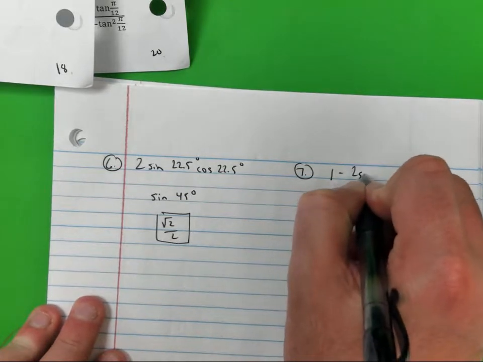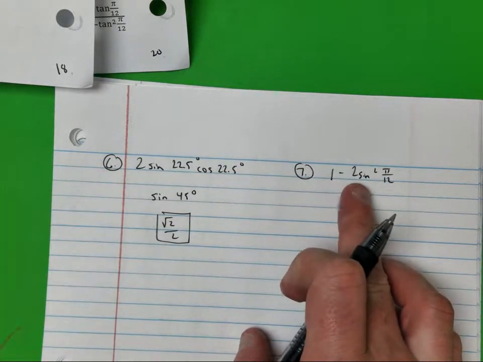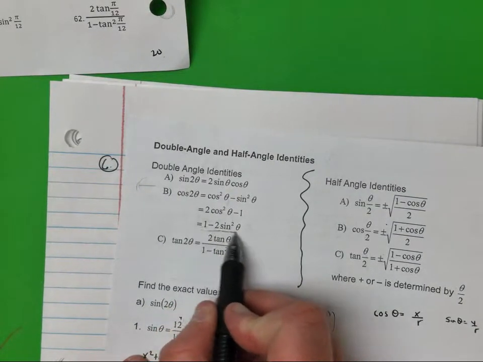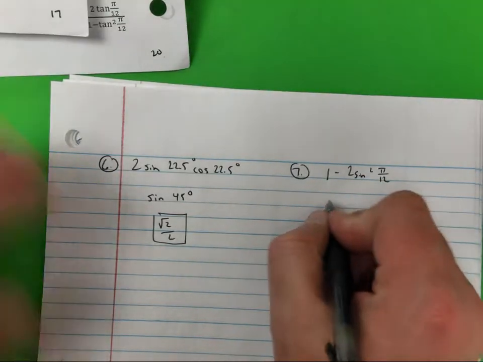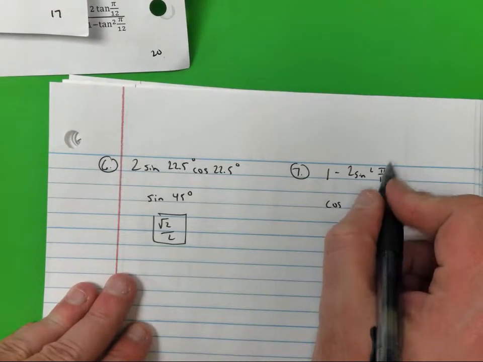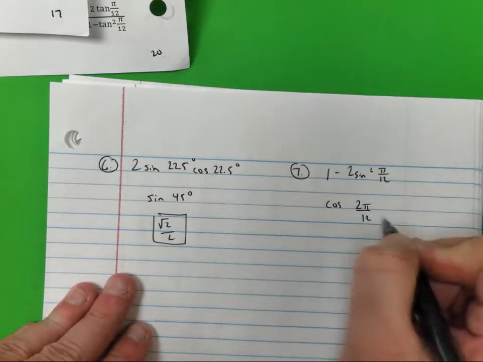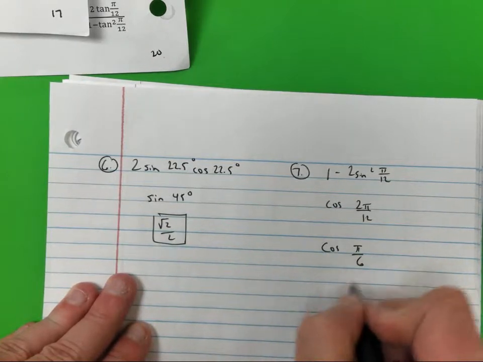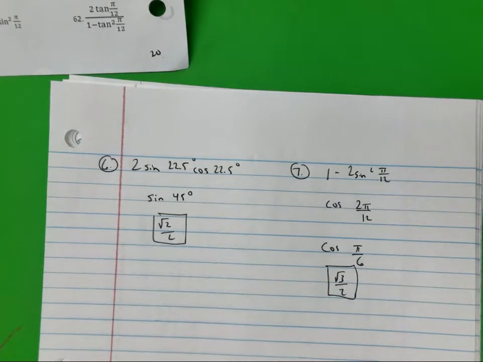1 minus 2 sine squared pi over 12. 1 minus 2 sine. Well, that looks like a cosine double angle. So I'm going to put cosine down. Double this. Pi over 12 plus pi over 12 is 2 pi over 12, which reduces to pi over 6. Cosine of pi over 6 is square root of 3 over 2. Okay?